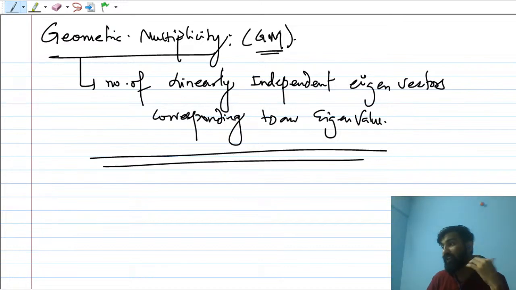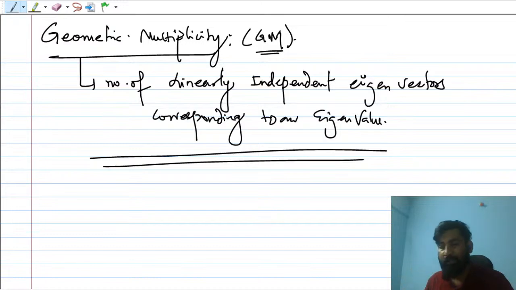Now the question is how to compute AM, how to compute GM. I have told you calculation of AM is straightforward. You can calculate the algebraic multiplicity, but calculation of geometric multiplicity needs some caution. You need to be careful while calculating. In the question they will give you the matrix, and you have to find the number of linearly independent eigenvectors corresponding to an eigenvalue, that is geometric multiplicity. So I'm just taking some example here.